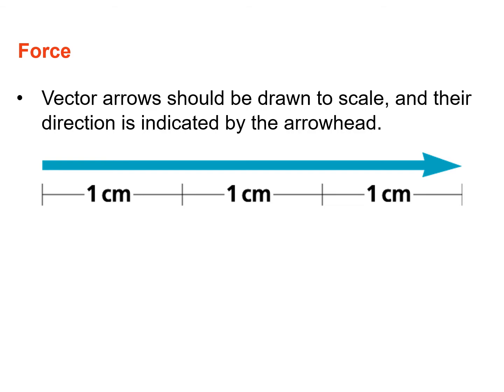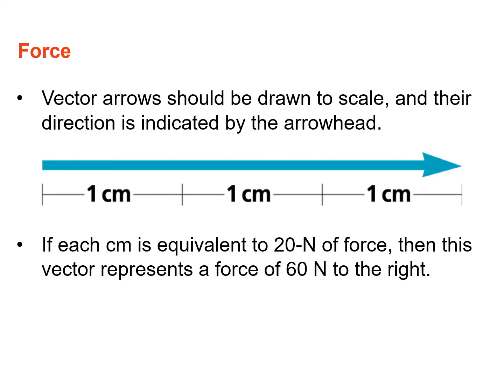So vector arrows should be drawn to scale if you are doing this graphically, and their direction should be indicated by the arrowhead. If each centimeter is equivalent to 20 newtons of force, for example, then this greatly magnified vector arrow represents a force of 60 newtons toward the right.